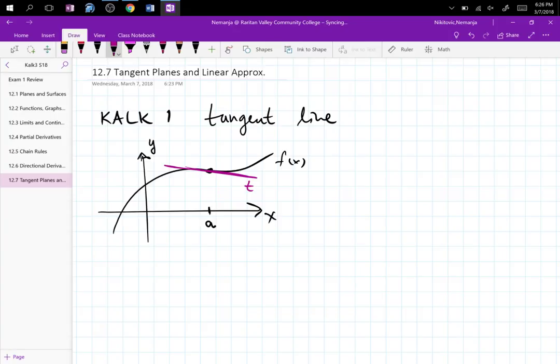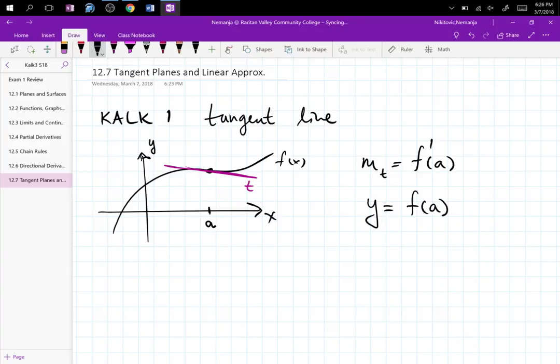So what am I going to do now? Well, I am going to first compute the slope of that tangent line by finding the derivative of f and computing it at A. And then I am going to compute the y value by computing f of A.